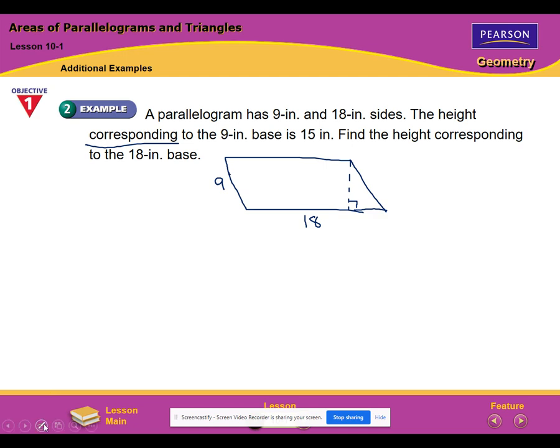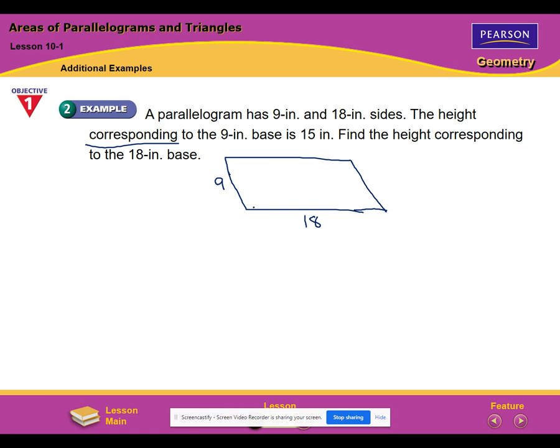Oh, you know what? I did that to the wrong one. And I have not figured out how to edit videos yet, so you're just going to have to deal with my mistake for right now. The height corresponding to the 9-inch base is 15 inches.